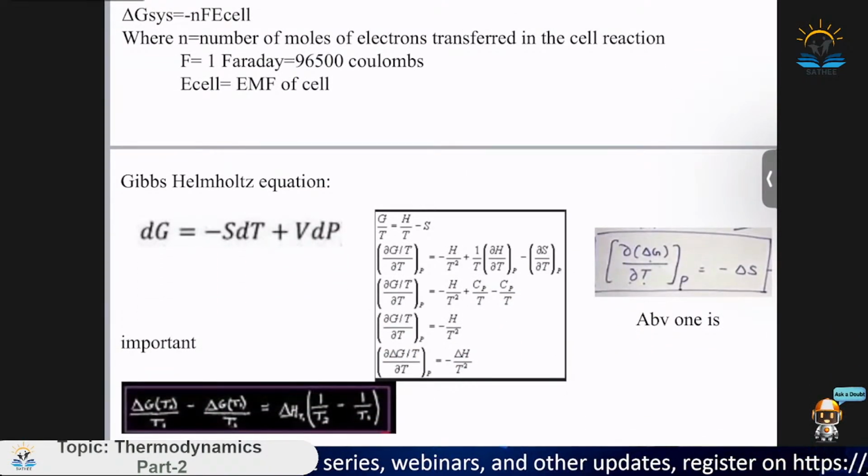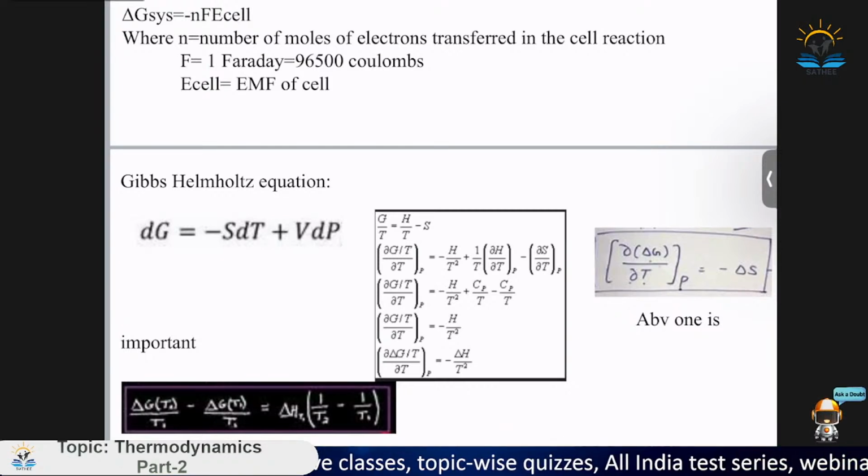Gibbs-Helmholtz equation అంత పెద్ద థియరీ అండ్ క్వశ్చన్స్ అంత కాంప్లికేటెడ్ గా ఉండవు. జస్ట్ గివ్ ది ఈక్వేషన్ యాజ్ ఆప్షన్స్ అండ్ ఐడెంటిఫై చేయమంటారు. So, dG is minus S dT plus V dP. దాని నుంచి డిరైవ్ అయింది రైట్ సైడ్ ఫార్ములాస్.